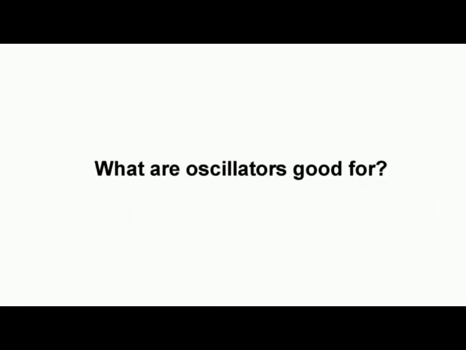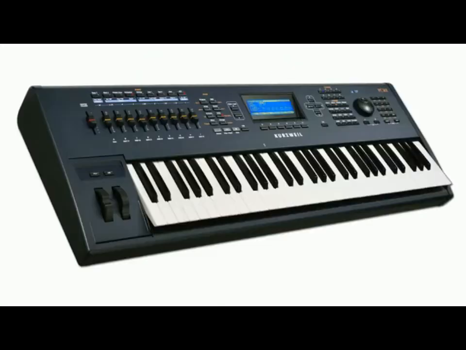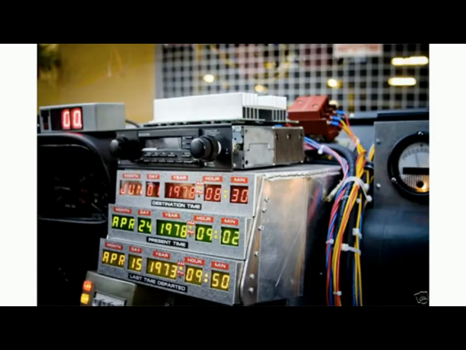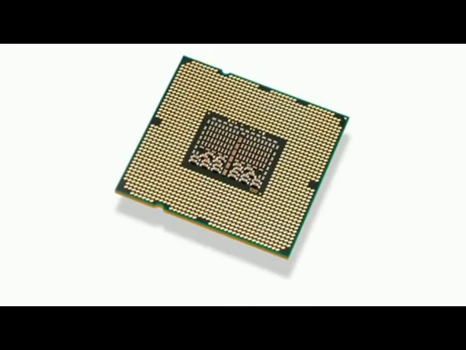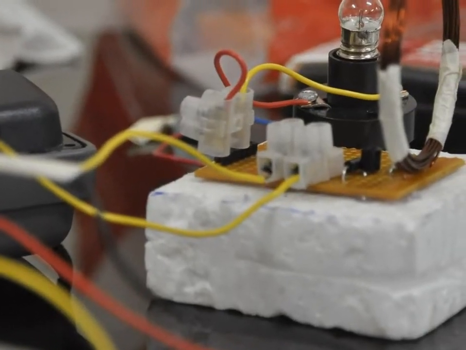What is an oscillator good for? Oscillators are used all the time in electronic design. They are used in generating video waves and tone generators, generating counters to keep track of time, and generating clock signals to control the speed of digital processes, including the computer that we're using right now.